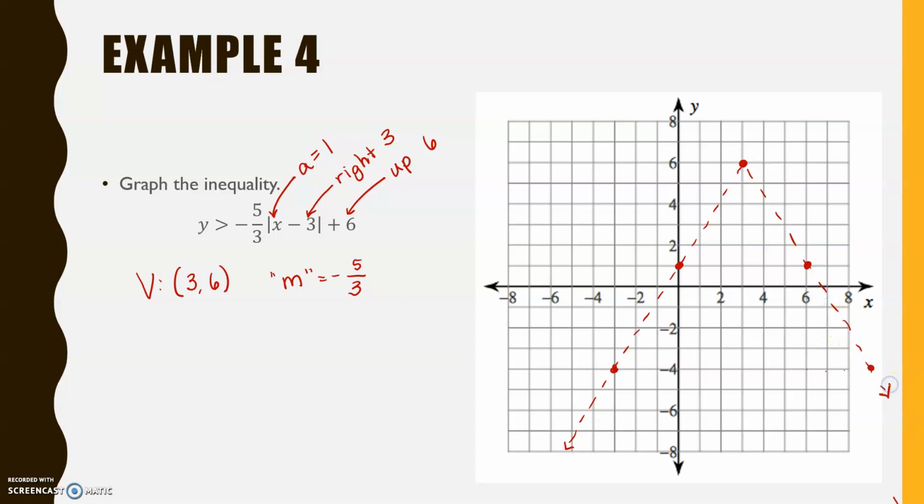And then the last thing I've got to do is pick a test point. This time I think I'll do the point 0, 0 again. Zero is greater than negative 5/3 times the absolute value of 0 minus 3 plus 6. So 0 minus 3 would give me negative 3, but the absolute value is positive 3. So I've got 0 is greater than negative 5/3 times 3 plus 6. The 3's cancel, and we'd get negative 5 plus 6, which is 1. Is 0 greater than 1?